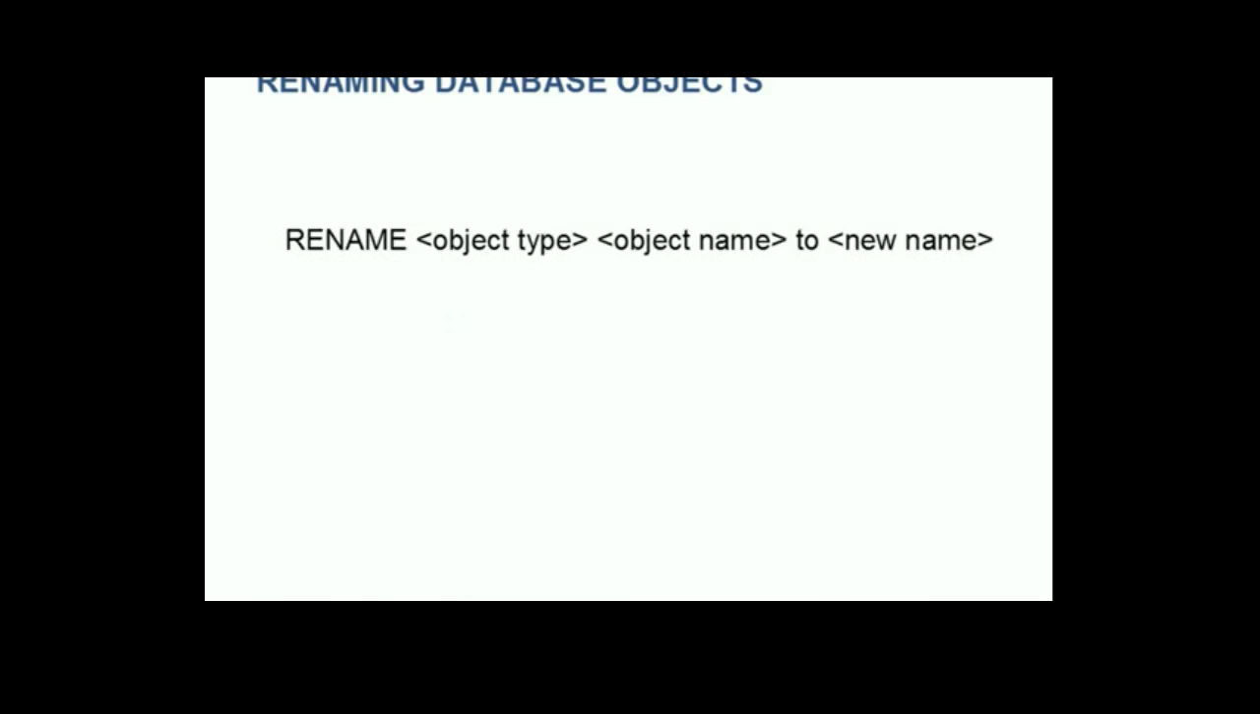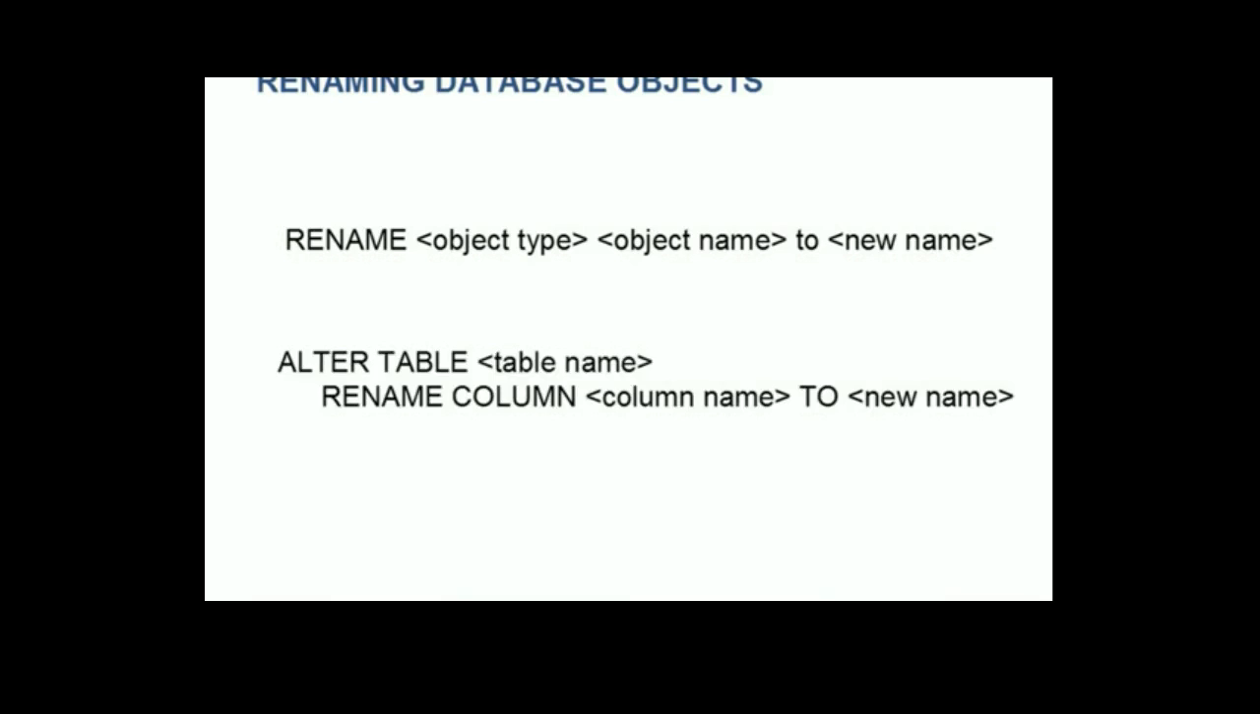Rename object type, object name, this is existing object name, to new name, where the object type can be, for example, a table, table space, or index. Note that not all database objects can be renamed after they are created. To rename a column, the alter table SQL statement should be used in conjunction with rename. For example, alter table, table name, rename column, column name to new name.